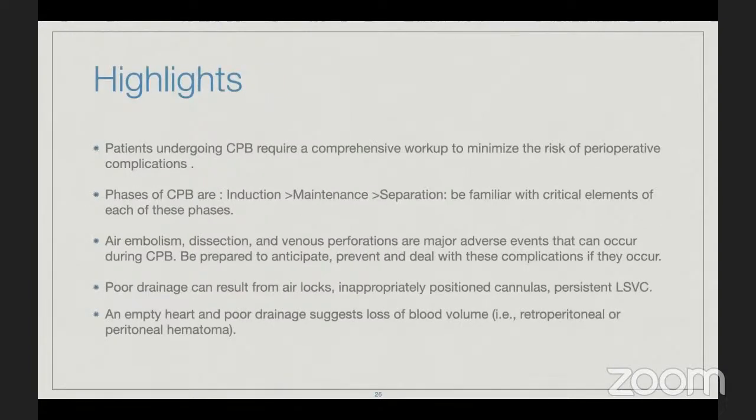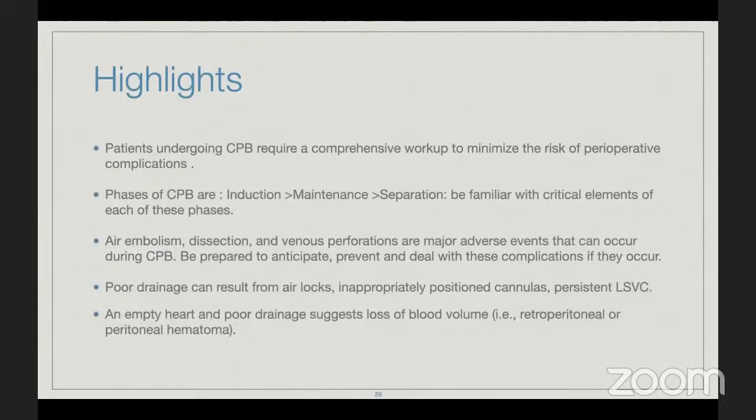So, for the summary and highlights of the session: a patient undergoing bypass requires a comprehensive workup to optimize the risk of perioperative complications. The phases of bypass include induction, maintenance, and separation. You need to be familiar with the critical elements of each of these phases.